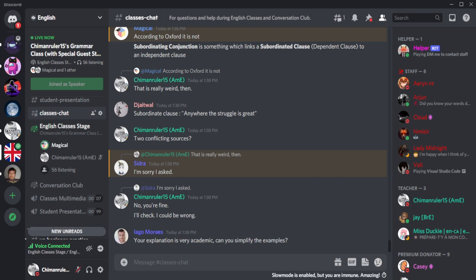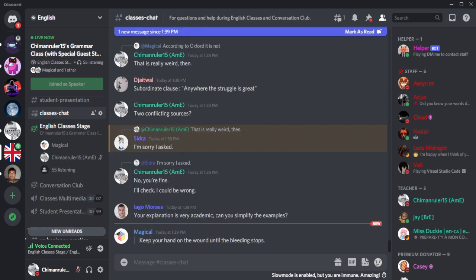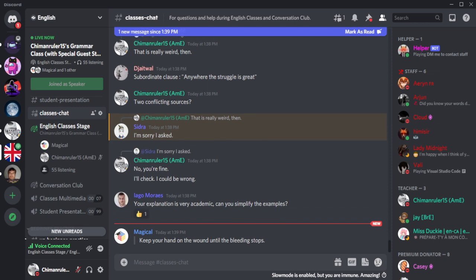See, we said that we have different types of clauses, okay? Let me give you an example. Keep your hand on the wound until the bleeding stops. Okay, so this is an example. And until in here is a subordinating conjunction. The bleeding stops, okay, so until the bleeding stops is a clause. And keep your hand on the wound is something else.